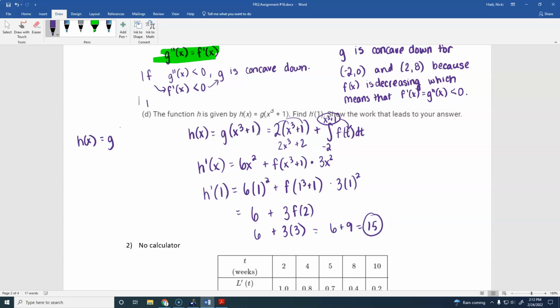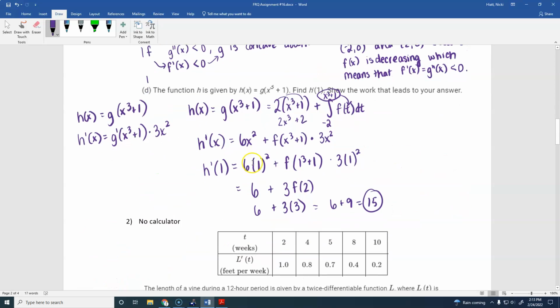So Eli did this differently. He did not plug it in immediately anyway. He took h prime of x and he said the derivative of g, which is g prime of x cubed plus 1, times the derivative of the inside, which is 3x squared. And this is actually easier, isn't it? Because g prime equals f.